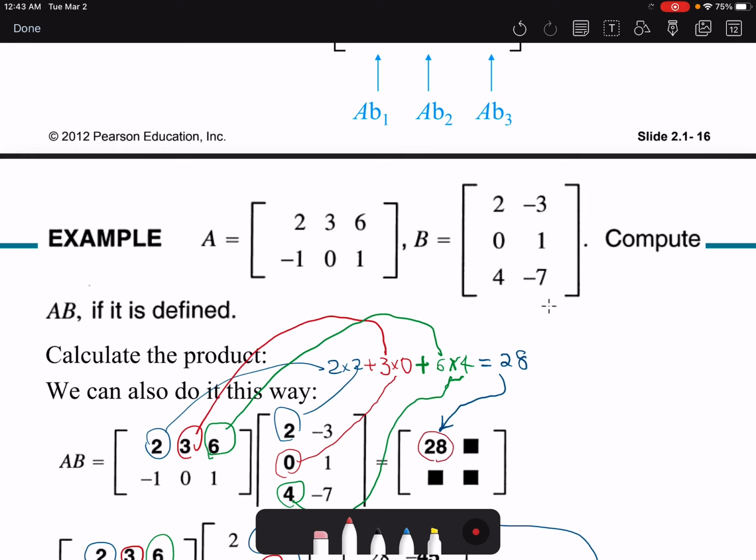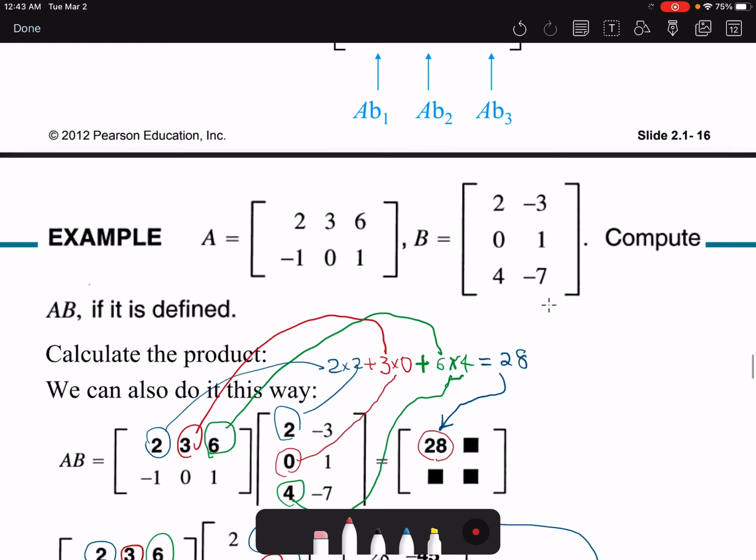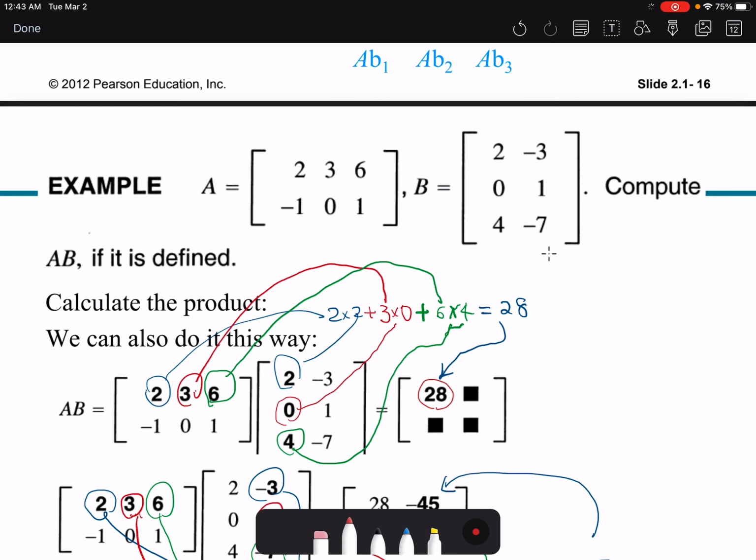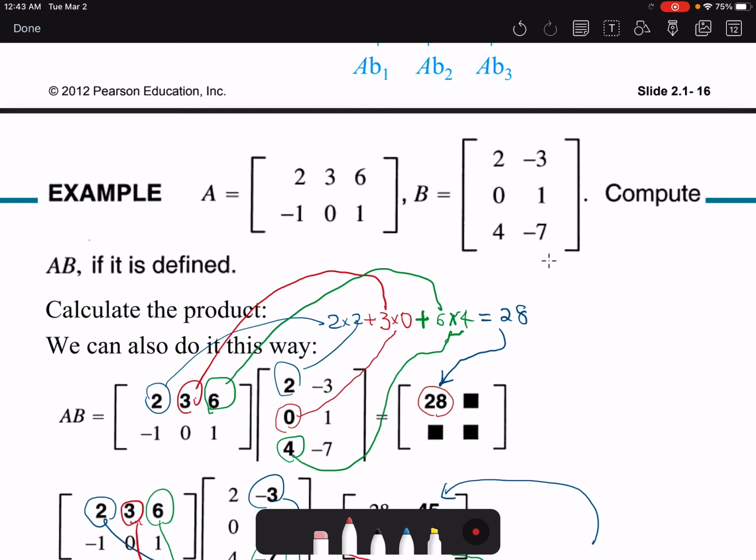So this position is carried by 2 times 2, you see the blue, 3 times 0, you see the red, and see the green. 4 times what? 6 times 4, you get this number. So add together, you get 28, put it right here. Okay? You see how it goes?